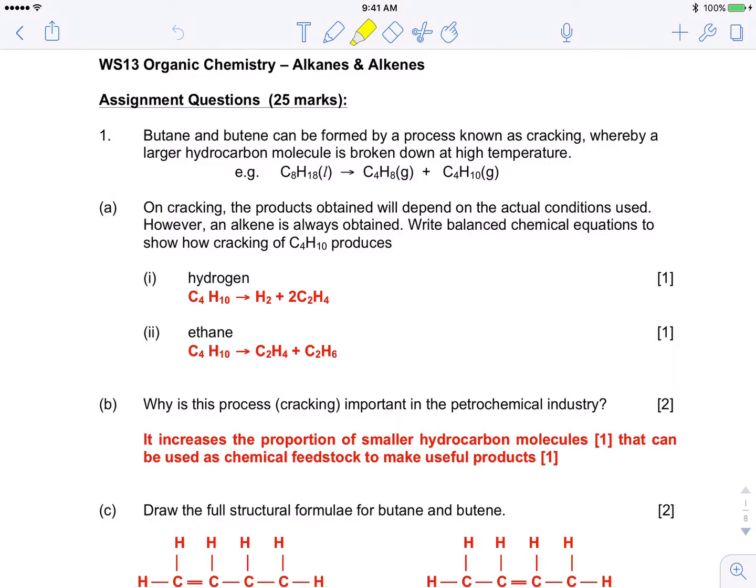So question 1 is a question on cracking, which was covered in the alkene section, which is why I didn't ask you to do this part of the question. So question 1a, on cracking: the products obtained will depend on the actual conditions used. However, we will always get an alkene. Write balanced chemical equations to show how the cracking of C4H10 produces hydrogen.